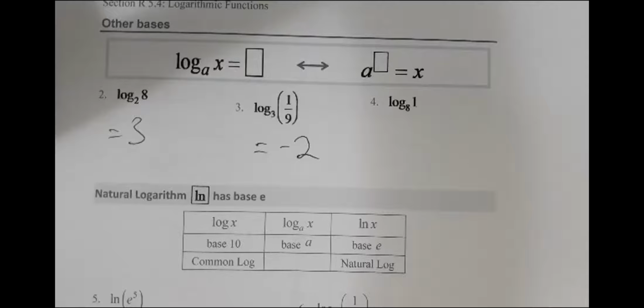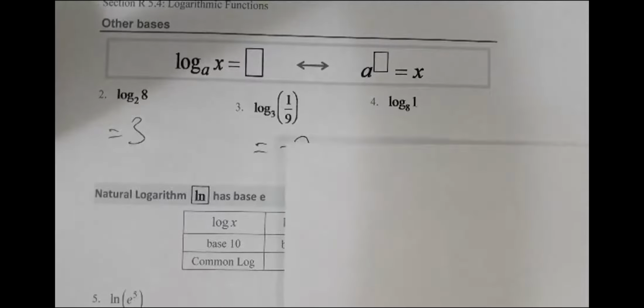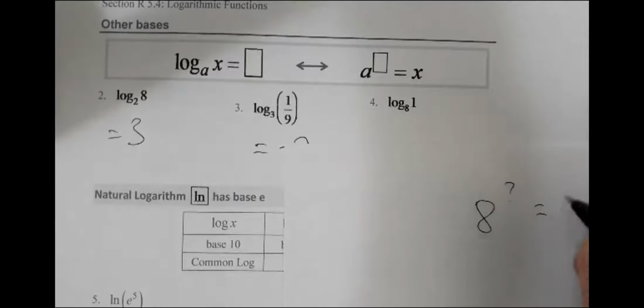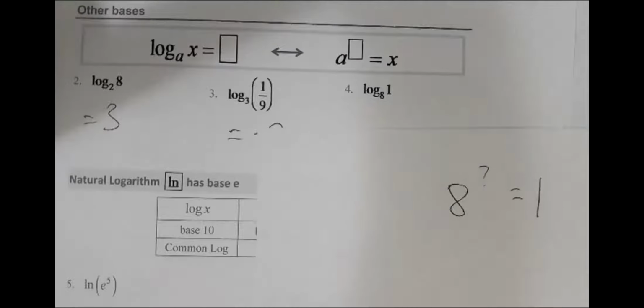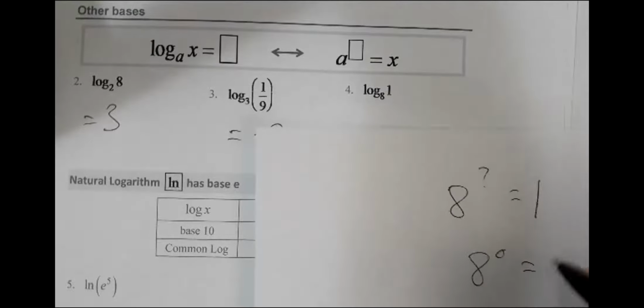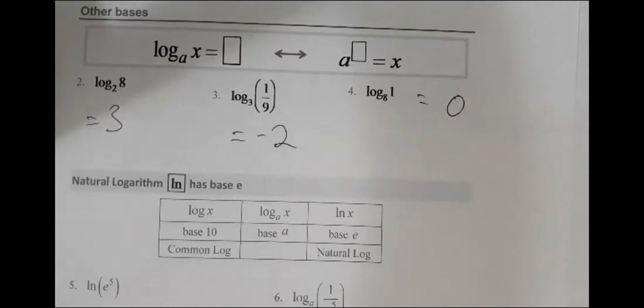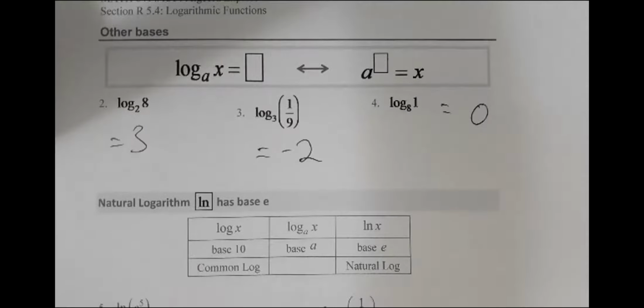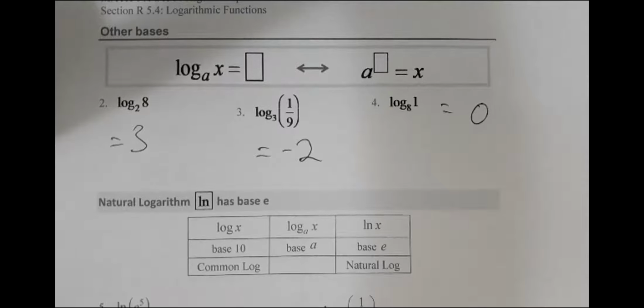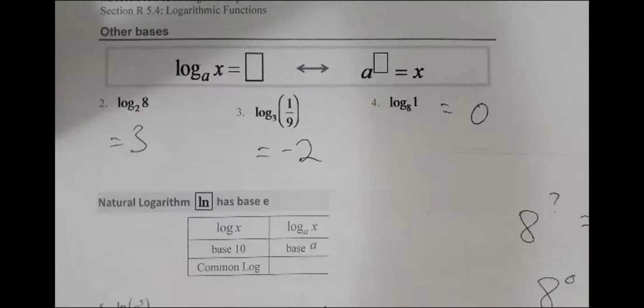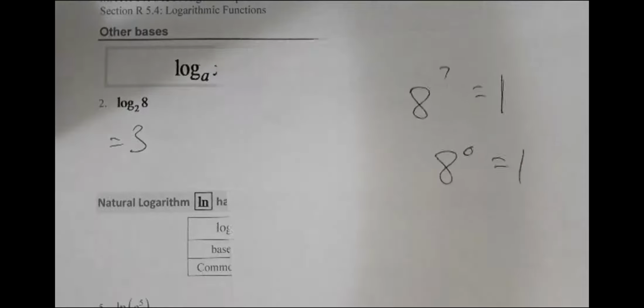And now everybody's favorite character here. 8 to the what power gives me 1? So 8 to the 0 should be giving me 1. You might notice something similar when we take a log base of anything and we do log of 1, right? If I did log base 8 here, it'd be 8 to the 0 gives me 1.